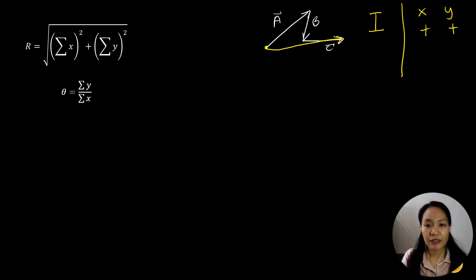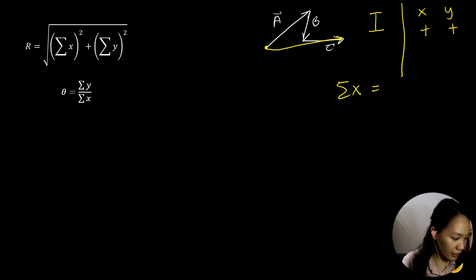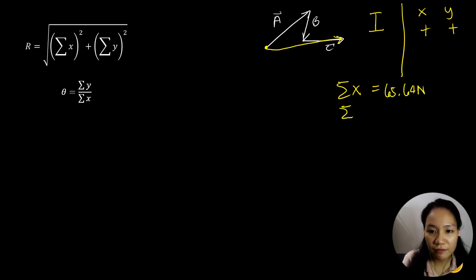And this will serve as your proof that the resultant vector is really in the first quadrant, because our values earlier are both positive. Now, before I continue, I'd like to correct our sum of x component value. It is not 52 point something. It's actually 65.64 newtons. And our summation of y remains 14.44 newtons. And they are both positive, which agrees with the coordinates in the first quadrant.